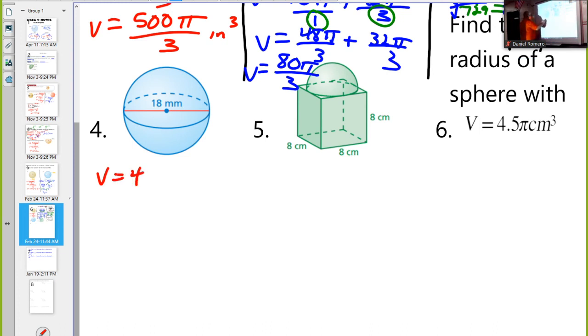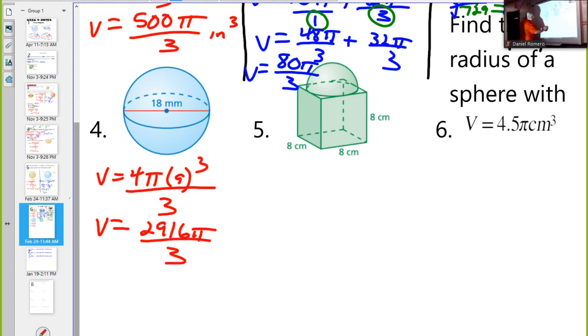Volume equals 4 over 3 pi r cubed, and the radius is 9. 9 cubed is 729, times 4 is 2916, over 3. And as you said, once you divide by 3, you get 972 pi. What would the unit be?